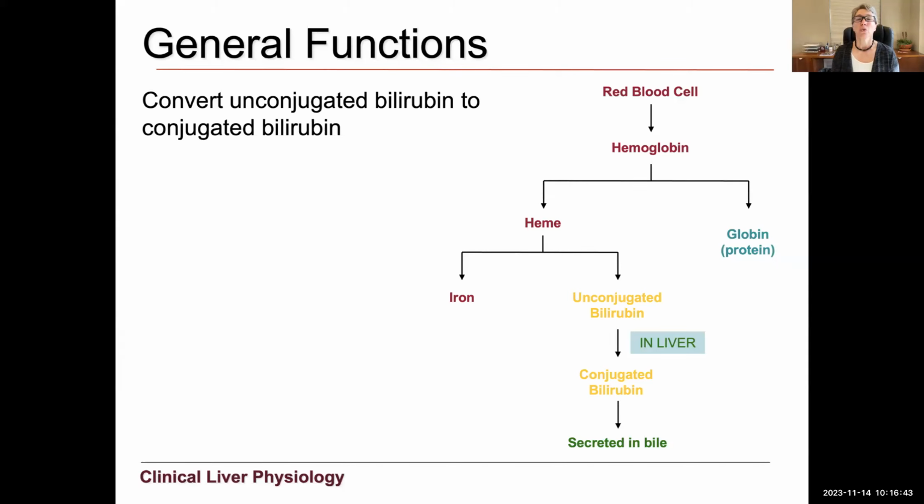Now what we're going to do in the pathophysiology is ask, what happens to this whole process if the liver is not functioning? If we've seen hepatocyte injury, hepatocyte death, what happens to this whole process? That gives us the pathophysiology, and then leads us to the clinical manifestation, or at least one clinical manifestation, of liver disease.